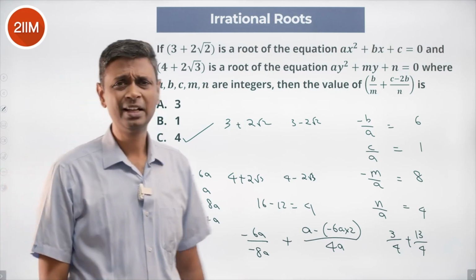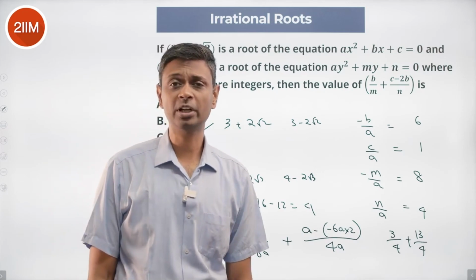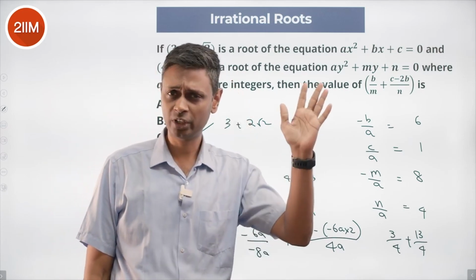Thank you. Nothing but the understanding that roots come in conjugate pairs, and the idea that sum of the roots is minus b by a, product of the roots is c by a. Plonk it in, you're through.